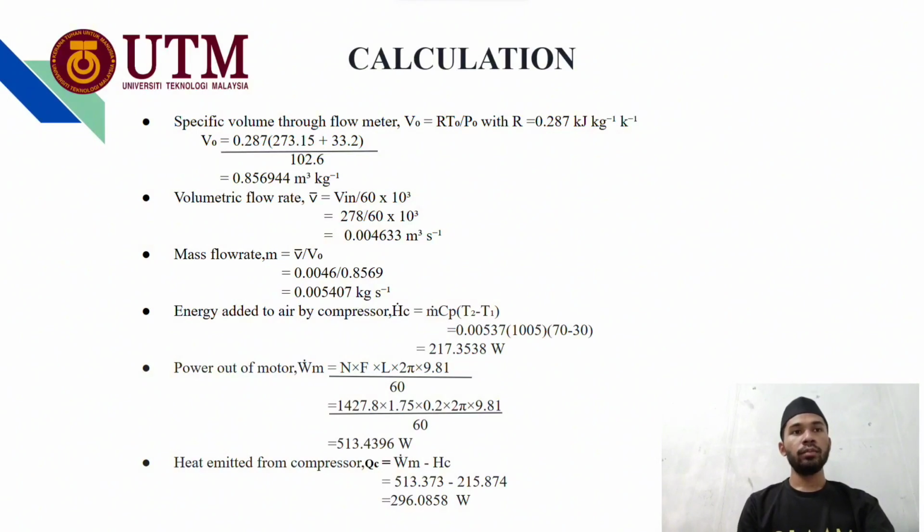Fourth, the energy added to air by the compressor. The formula is Hc equals m Cp (T2 minus T1). The value for Hc is 217.3538 watt. Fifth, the power out of the motor. The formula is Wm equals N multiplied by F multiplied by L multiplied by 2 pi multiplied by 9.81, divided by 60. The value for Wm is 513.4369 watt.